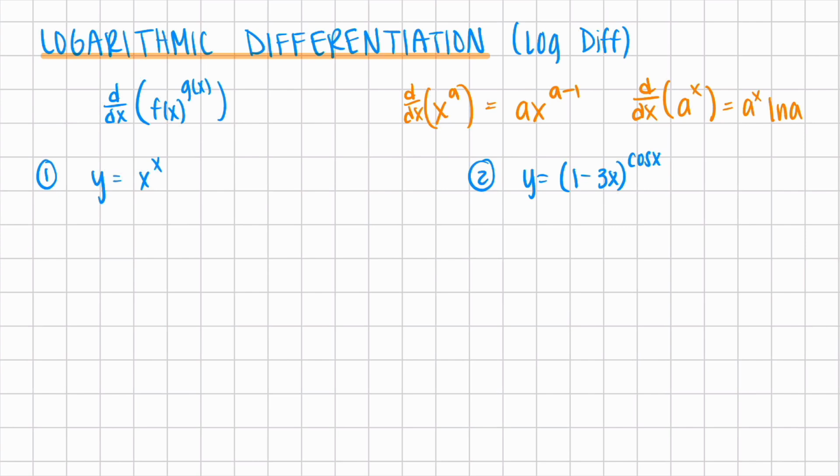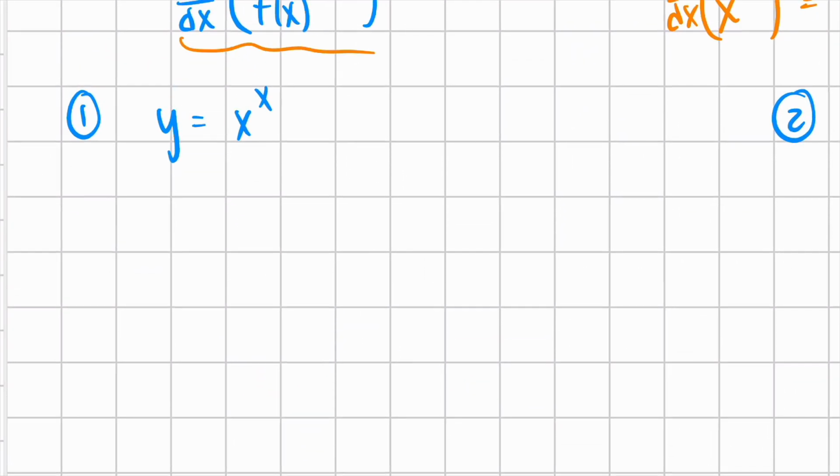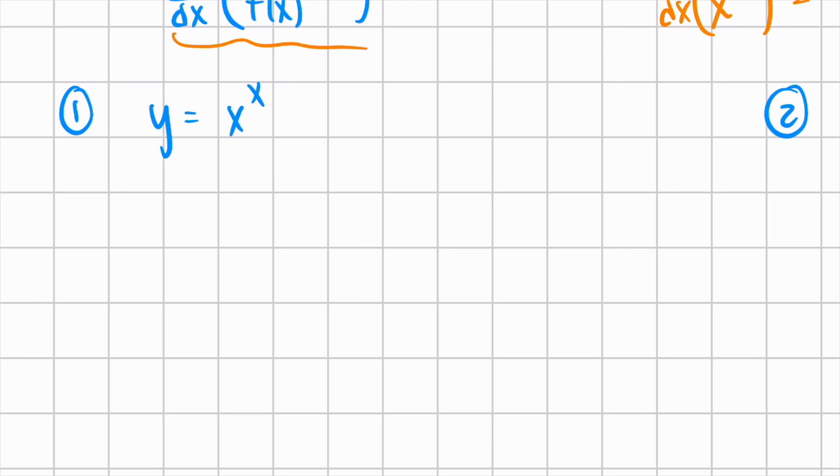What we don't yet know how to differentiate is when I have a function raised to another function, like we have over here. When we have a function raised to another function, we want to use something called logarithmic differentiation. Now you can use logarithmic diff for lots of other examples, but we want to use it for sure when it's a function raised to another function, like we're going to do in our examples today. So let's start with example 1. Notice we can't use our power rule here. I have x raised to another x. So this is a great logarithmic differentiation example.